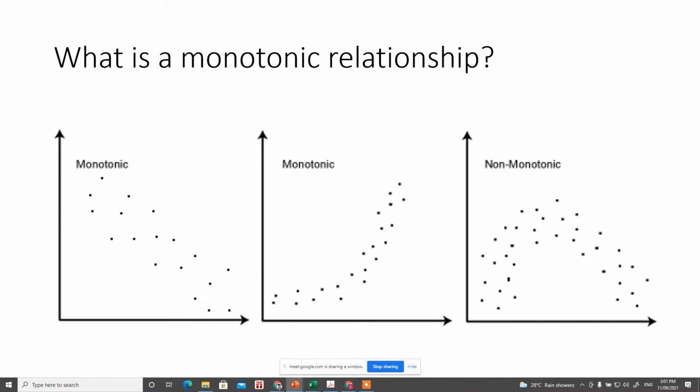So why is a monotonic relationship important to Spearman's correlation? Spearman's correlation measures the strength and the direction of the monotonic association between two variables. Monotonicity is less restrictive than the linear relationship in the Pearson product moment correlation coefficient. For example, as we can see in the middle scatter plot, the relationship is still monotonic but it is not linear.